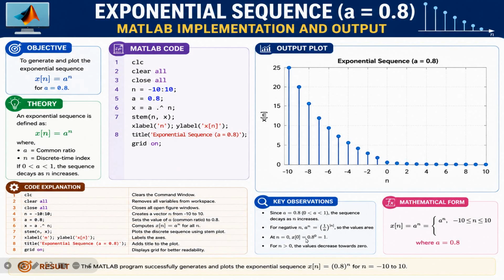and for negative value of n, a raised to n will be equal to 1 by a raised to n. So the values are: at n is equal to 0, you have x of 0 is equal to 0.8 raised to 0, and that will be equal to 1. Then for n greater than 0, the values decrease towards 0. Yes? For n greater than 0, the values are decreasing towards the 0.